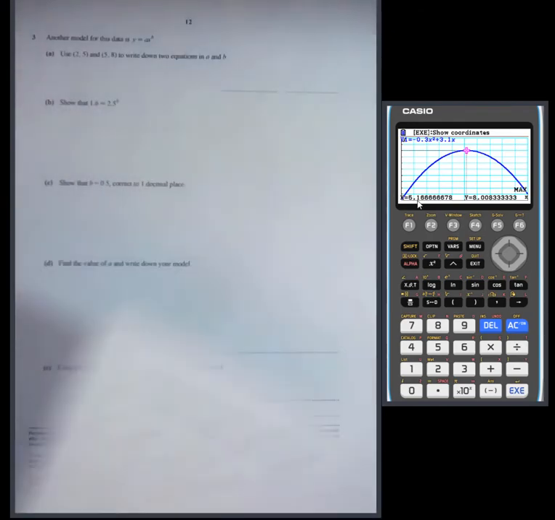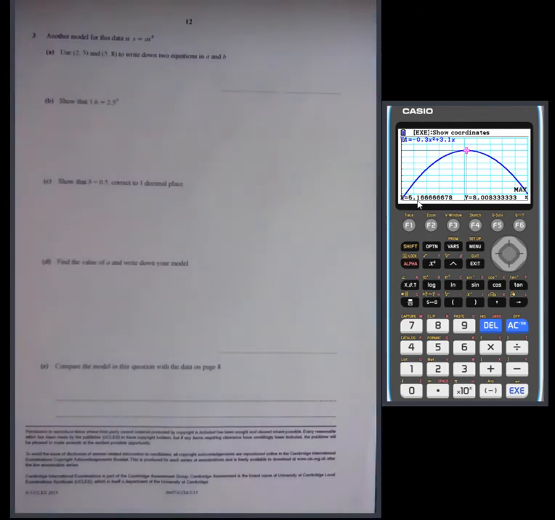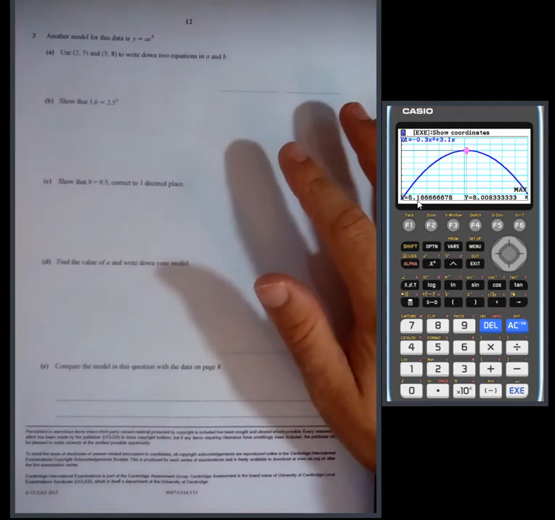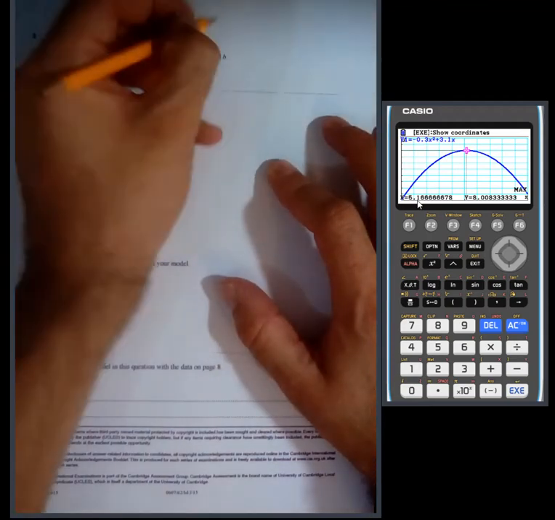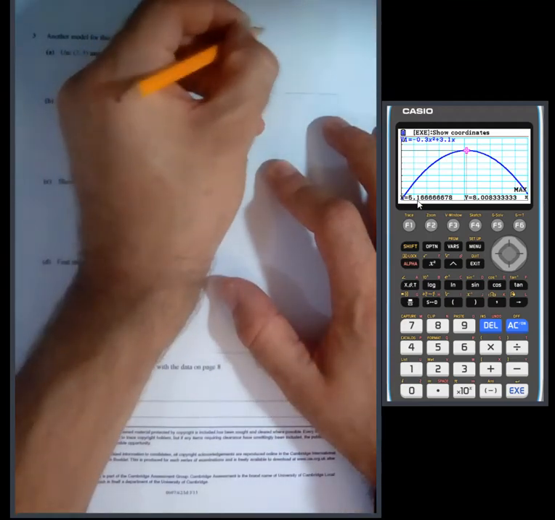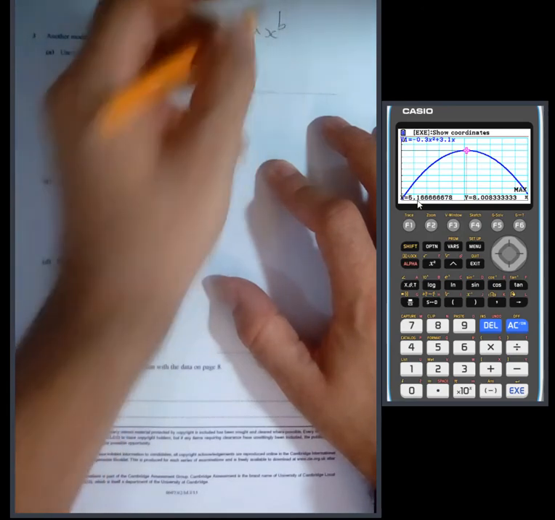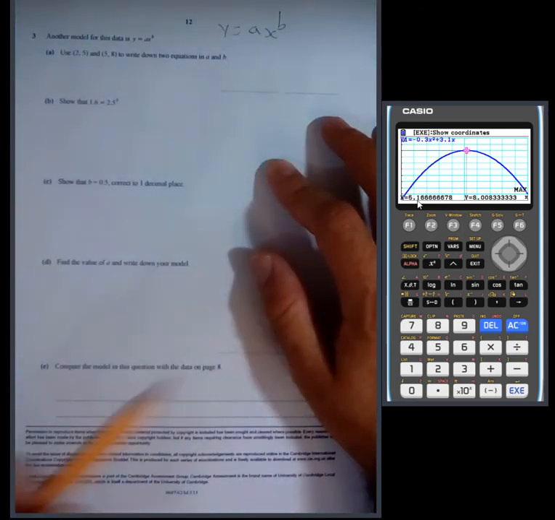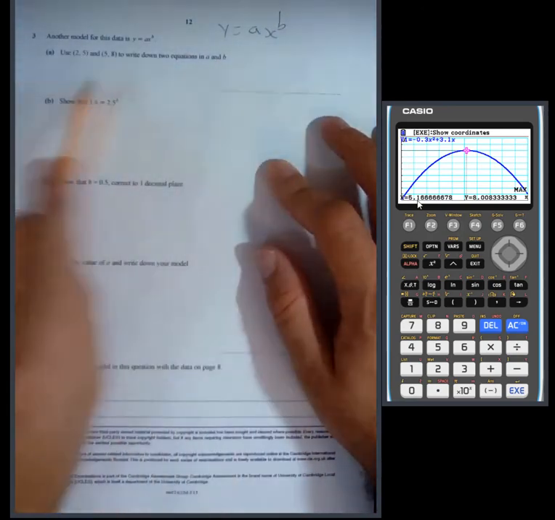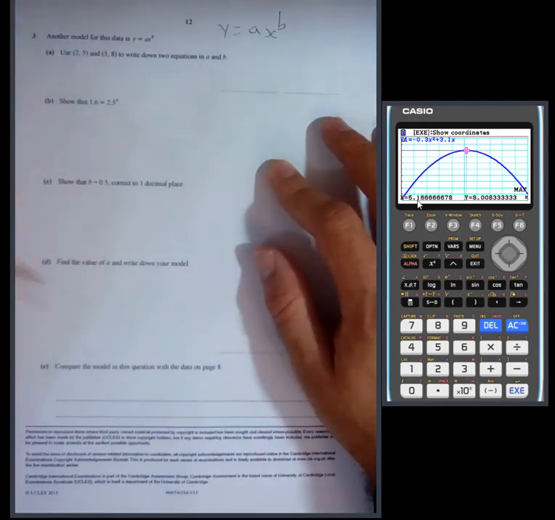Okay, so we're coming on to another type of model. This y equals ax to the power b. Use (2, 5) and (5, 8) to write down two equations in a and b. Right, so we have been given 2 points on this curve. So y equals ax to the power b. What we need to do is just substitute the y and the x for the 2 points and write down these two equations.